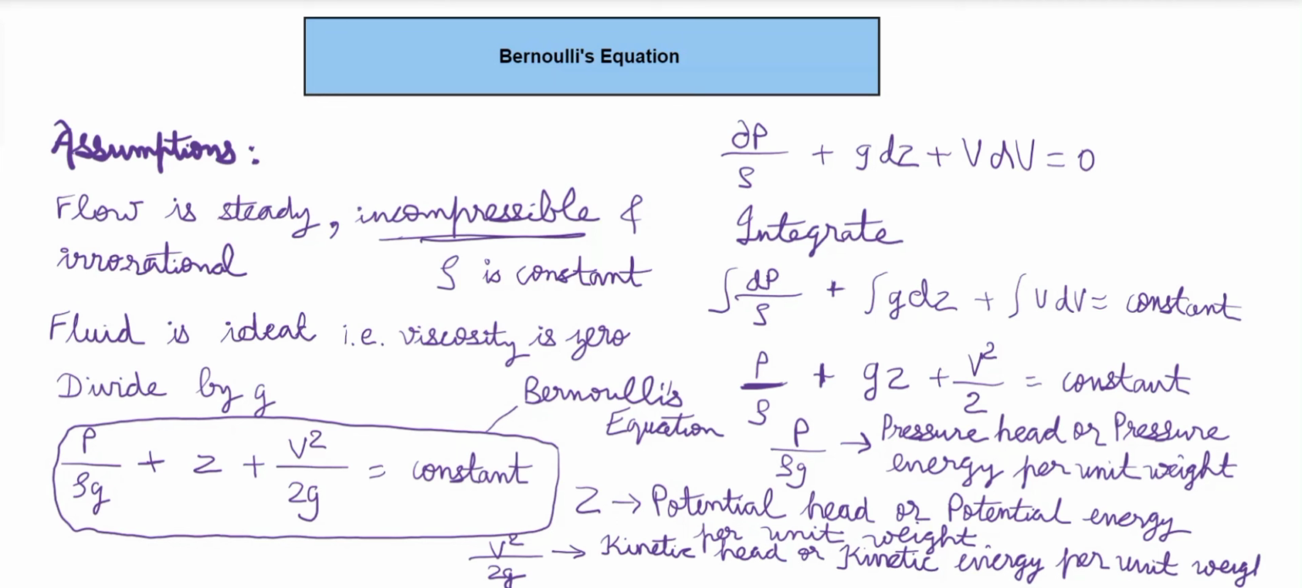It can also be asked what is the unit of all the terms. Then the unit is meter. This way you can derive the Euler's equation of motion and the Bernoulli's equation. Thank you.